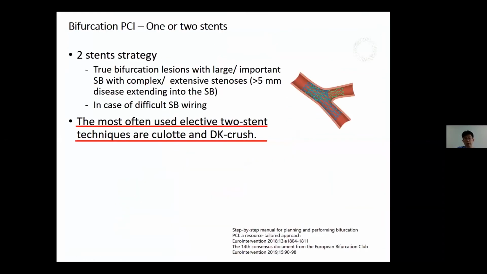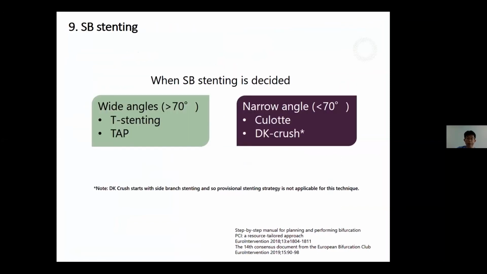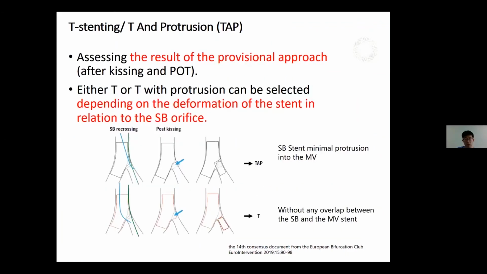So, the most often used elective two-stent techniques are Culotte stenting or DK crush. However, the side branch technique is decided by whether the bifurcation lesion has a wide angle or a narrow angle, which is very important to determine the stent technique. If it is a wide angle, especially 90 degrees, the T-stent technique is useful. So I will explain the T-stent technique or TAP technique here.